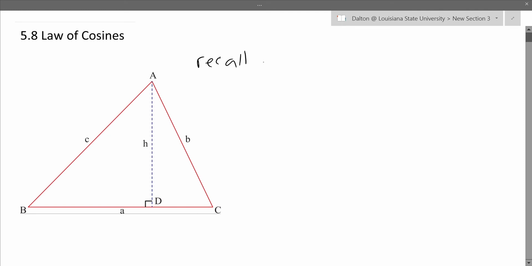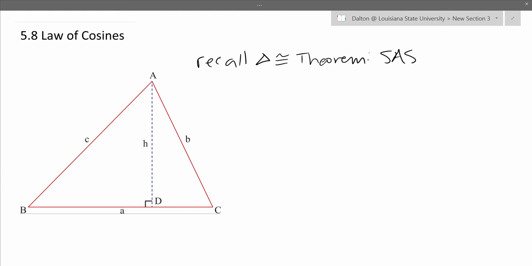so it's a triangle congruence theorem called SAS, and it said if you had two sides and an included angle of one triangle that were congruent to the two sides and the included angle of another triangle, then the triangles were congruent. So the idea is that using SAS, another unique triangle can be formed, but not using the law of sines. So that's where the law of cosines is necessary.